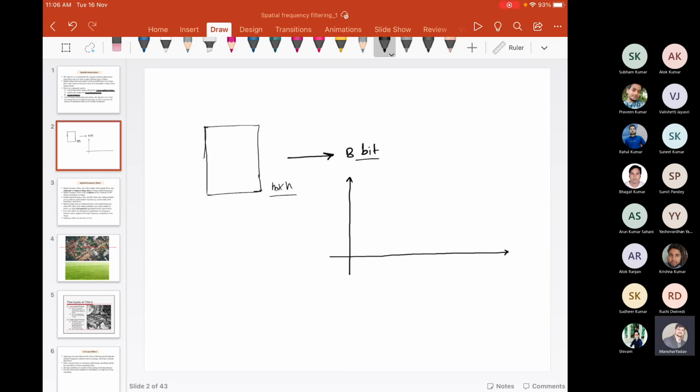In the histogram, on the y-axis we have the frequency distribution, while on the x-axis, if it is 8-bit, we have a range from 0 to 255. So it will start from 0 to 255, and further we have discrete numbers from 1 to 255, and they are marked over here.